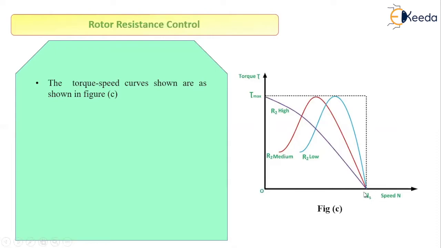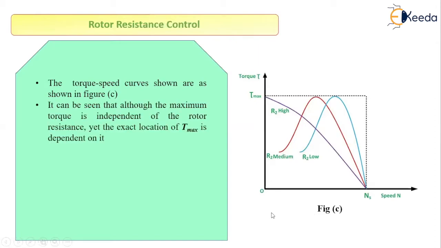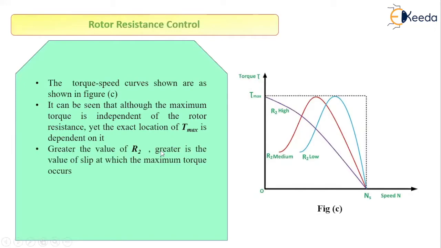Here we can see that depending upon the value of resistance, the position of the maximum torque is changing. If the value of resistance is high, the position is different. If the value of resistance is medium, we have a different position. If the value of resistance is low, the position of the maximum torque is different. So even though the maximum torque is completely independent of the rotor resistance, the exact location of the maximum torque completely depends on it.